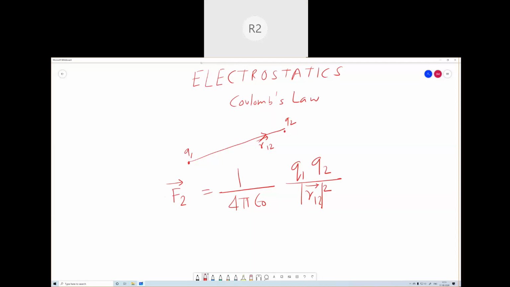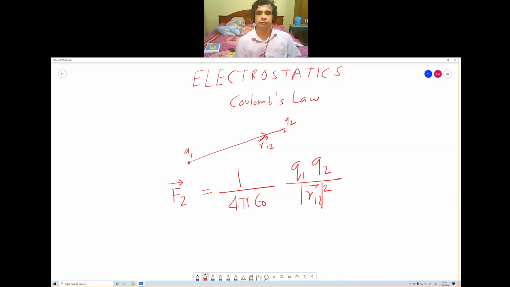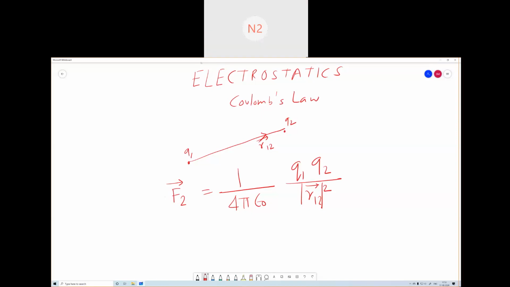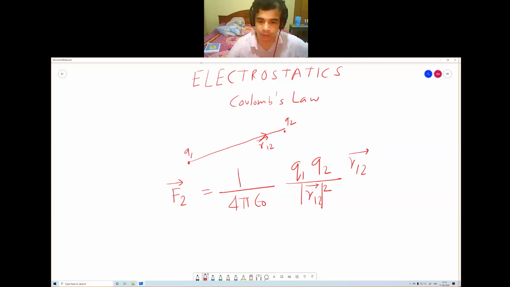But how to correct it? By multiplying with the directional vector R12, this way? Unit vector. Unit vector. Very good. So how to get this unit vector? You want to multiply it by this one. So now it is perfectly okay.